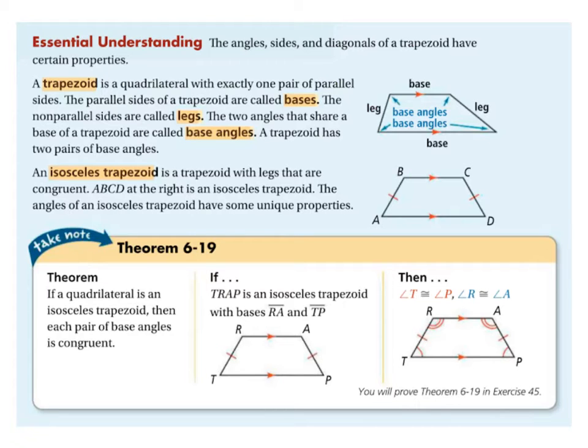If it's an isosceles trapezoid, then these legs are congruent, and remember these opposite sides are parallel. So we know that the base angles, just like in a triangle, will be congruent, and also these base angles will be congruent, like this says here, okay? If a quadrilateral is an isosceles trapezoid, which we can see here that it is, then each pair of base angles is congruent, okay?